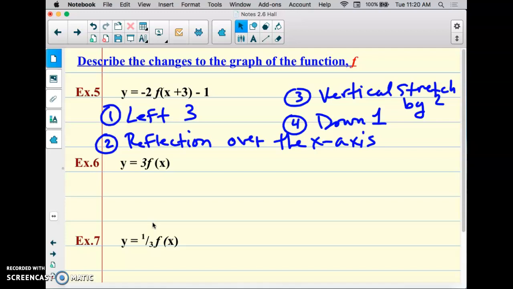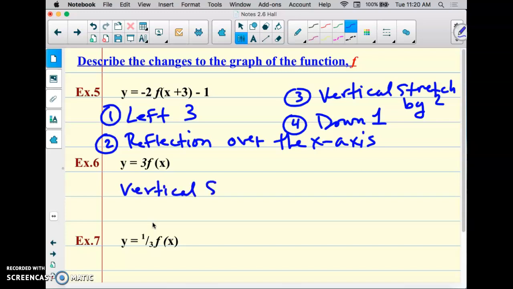Example 6. So multiplication of 3 out front. All of that is just one thing that's happening to the function. That is a vertical stretch by a scale factor of 3.